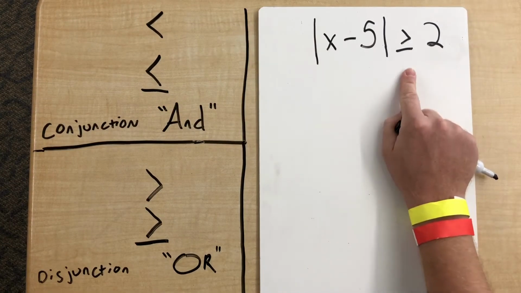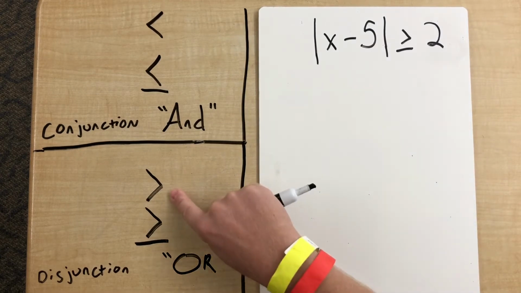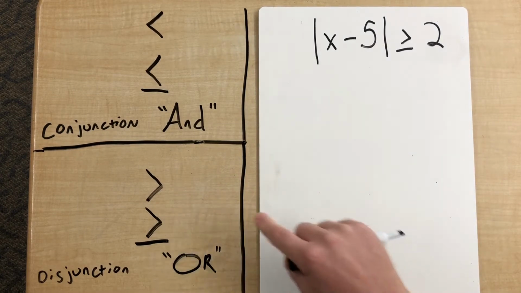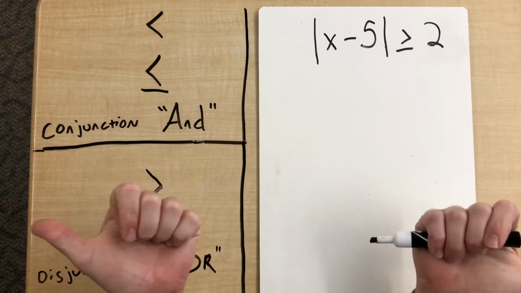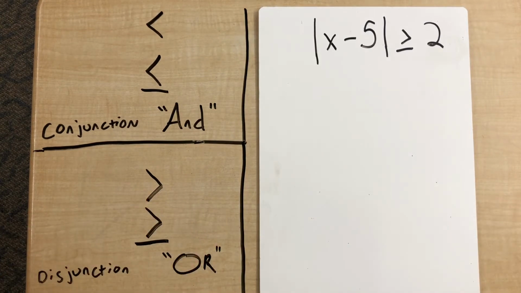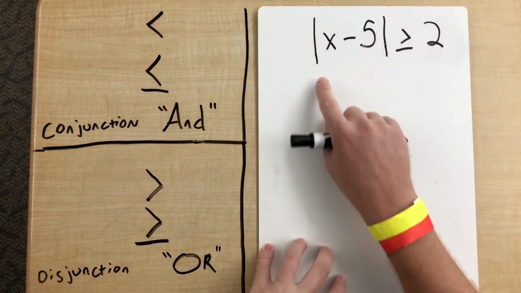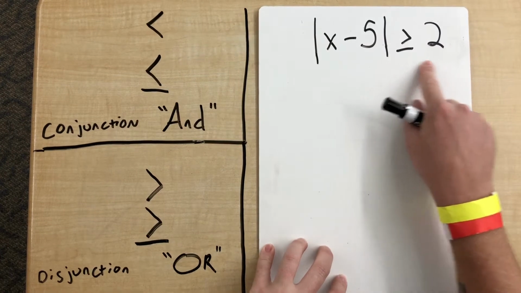Notice in our absolute value inequality right here, we have a greater than or equal to sign. If we have a greater than or equal to, we're always going to have a disjunction, or an or statement. So the graphs are going to be going out. I'm going to show you guys how to do this, okay? There's a couple distinct ways to set this up. Okay, here we go. The absolute value of x minus 5 is greater than or equal to 2.